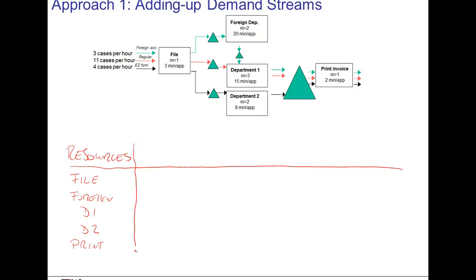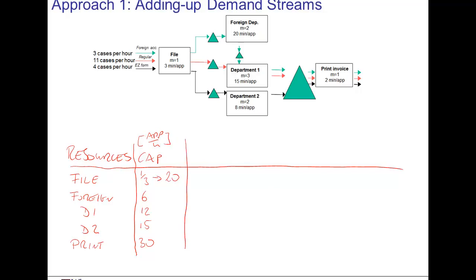Now each of these resources has a capacity which we just compute as always, the number of resources divided by the activity time. For the first step, that is 1/3, expressed in applications per minute, which we can transform to 20 units per hour. In the same way, we find that the capacity at the foreign department is 6 units per hour, 12 at Department 1, 15 at Department 2, and 30 at printing. This is expressed in applications per hour.